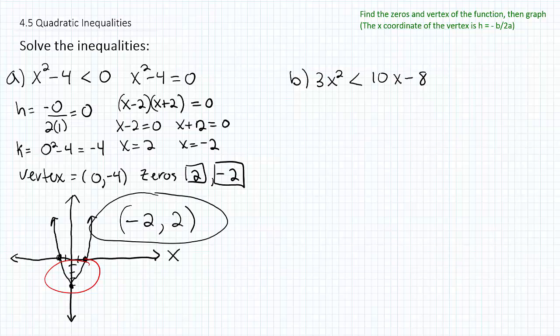All right, let's look at example B. For example B, we need to first rewrite the function. So we might want to say that this is 3x squared. I'll bring over the 10x to make it negative 10x, and bring over the 8 to make it positive 8. And that's equal to 0. At that point, we can then again find the zeros and the vertex of the function. So let's try to find the zeros first. We'll see if this is factorable.